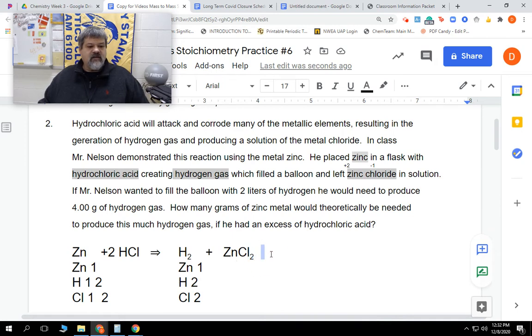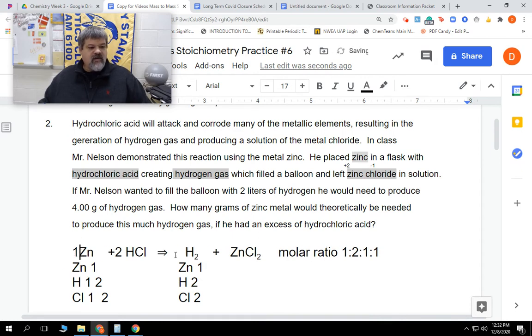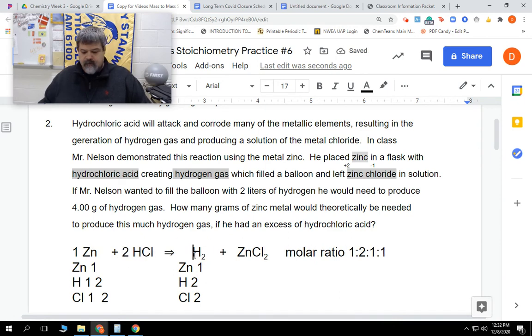So that is balanced. So our molar ratio is 1 to 2 to 1 to 1. Okay, so 1, 2, 1, 1. And again, if you want to put your numbers there, which I think might be a good idea, put our numbers right there.